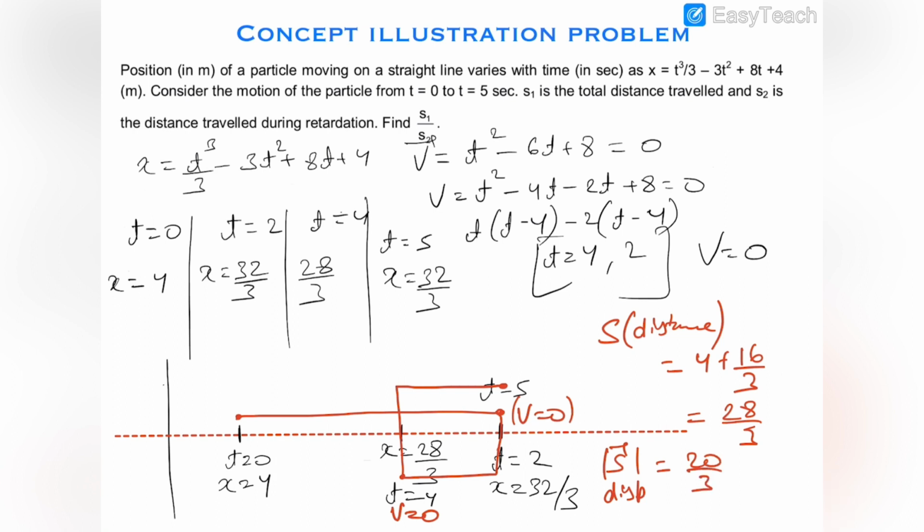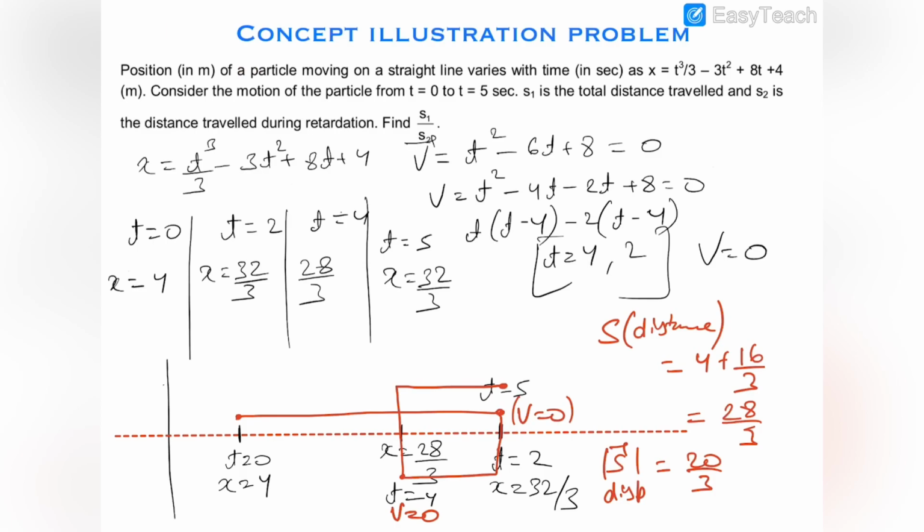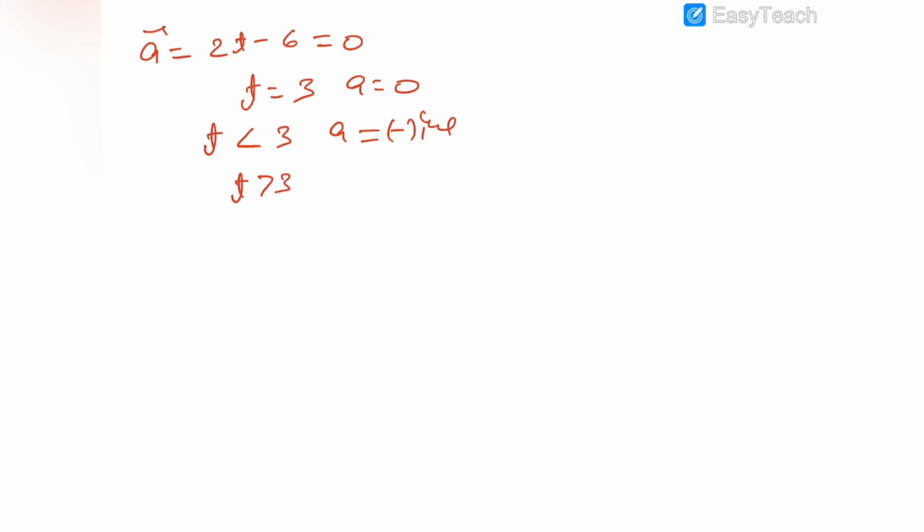And again we have to find out the distance traveled during retardation. Now for that we have to find out the acceleration, and acceleration will be equal to, you can differentiate this equation. So acceleration would be 2t minus 6. So you can see that at time 3 seconds acceleration is 0, and when t is less than 3 seconds then acceleration is negative, and when t is greater than 3 seconds then acceleration is positive.